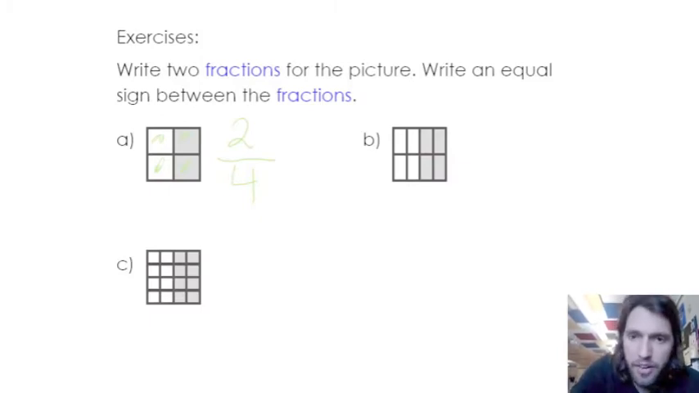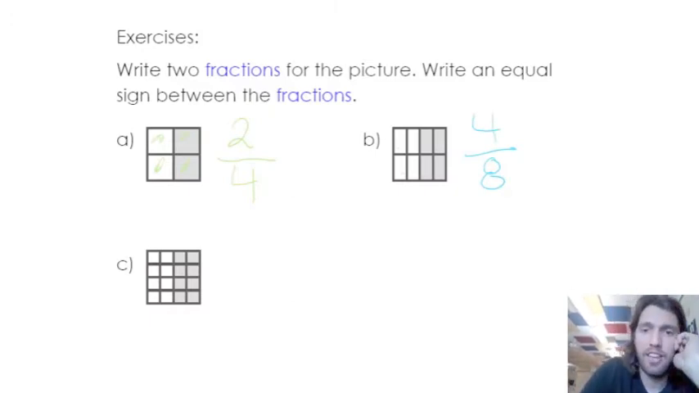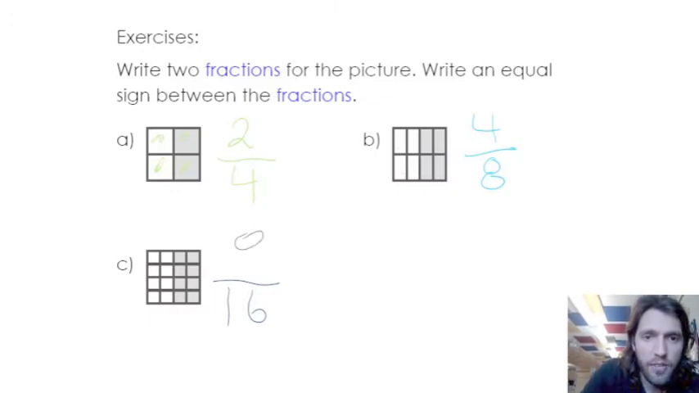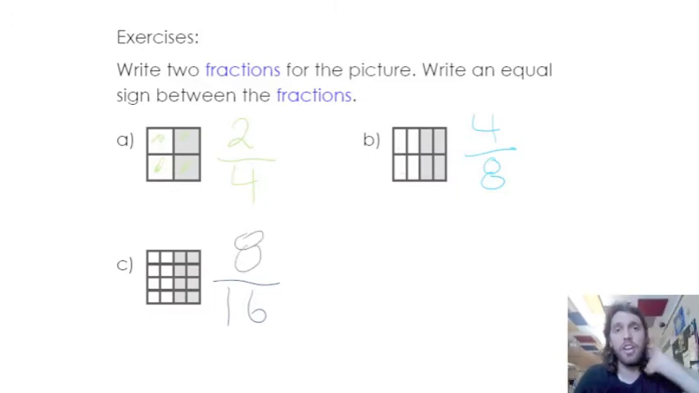So now let's go to B here. And in B we have 1, 2, 3, 4, 5, 6, 7, 8. 8 boxes. So 8's going to go on the bottom here. And how many do we have shaded? 1, 2, 3, 4. So 4 is going to go on top. And now let's look at C. C has 1, 2, 3, 4, 5, 6, 7, 8, 9, 10, 11, 12, 13, 14, 15, 16. So 16 on the bottom there. And how many on the top? 1, 2, 3, 4, 5, 6, 7, 8. So 8 up top there. So we have one fraction for each one of these questions now.